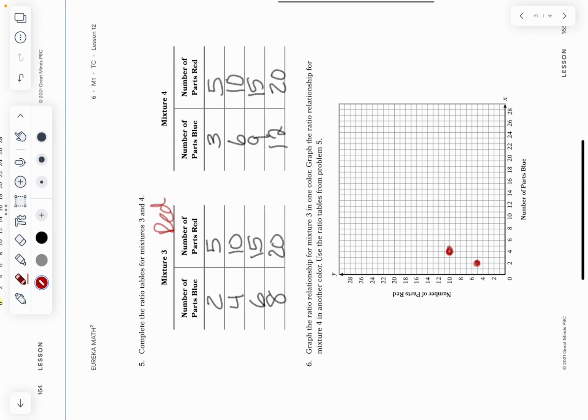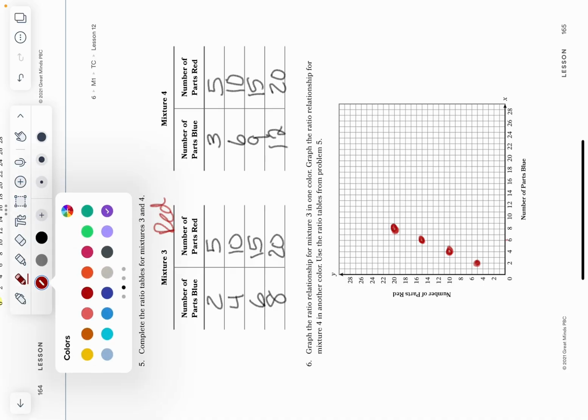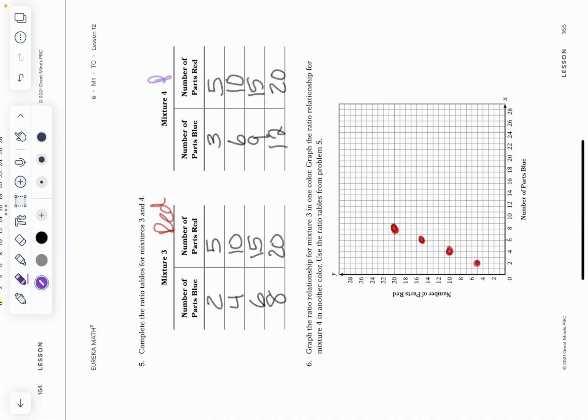All right, and then I have 6 to 15. So 6, go up to 15, and then I'm going to put my dot. And then the last one, 8, and I'm going to go up to 20 on this one. And I'm getting these numbers from the table. I'm trying to erase those lines. Okay, so there's mixture 3, and that's my red one. Now I'm going to do mixture 4, and we can do that one in purple too.